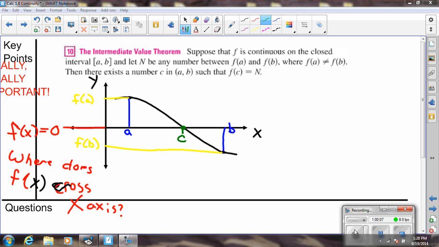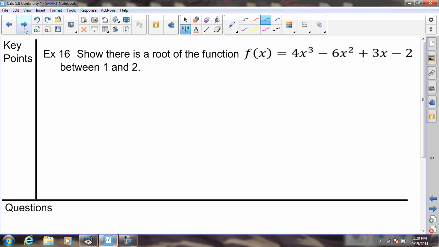So, how does this actually get used? What's the most common way? It's like this. Show that there is a root, or show that there is a zero of the graph for this function, 4x cubed minus 6x squared plus 3x minus 2, that's between 1 and 2. Please note, we are not being asked to find what the root is. We are not being asked to find a number. We're being asked to explain and prove why an answer must exist.